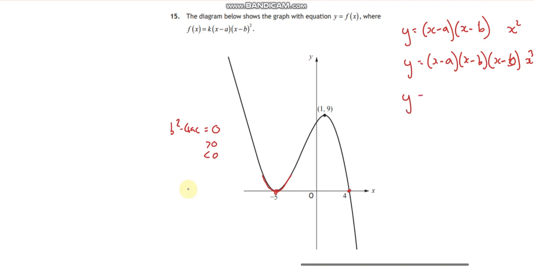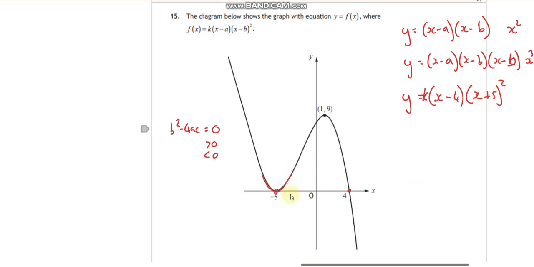So right away, you think, okay, that's cool. I've got my k, which I don't know yet, and I've got x, take away 4, because we're going to change the signs. If the solution is 4, the bracket will be the opposite of that. And I've got x plus 5 squared. Okay, so if you've got this equal root situation, you're going to have a turning point on your axis.